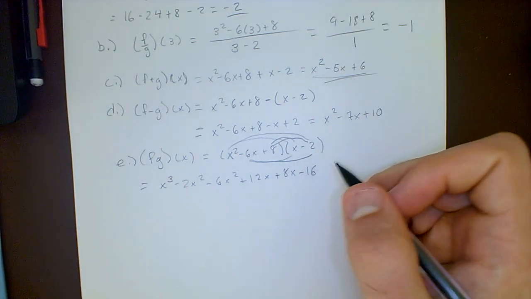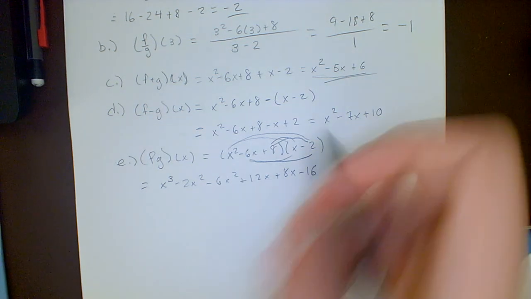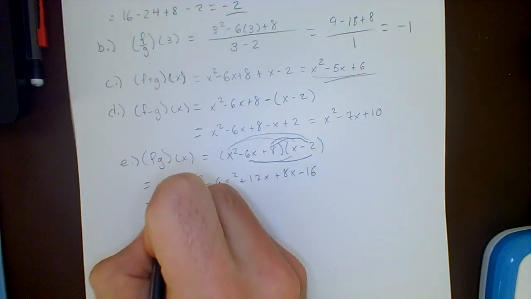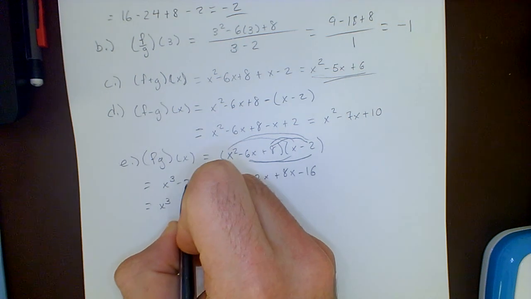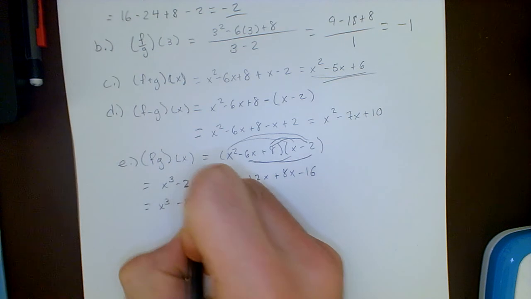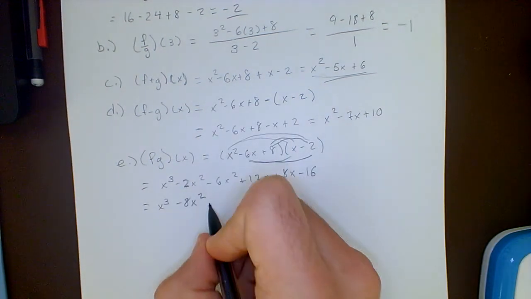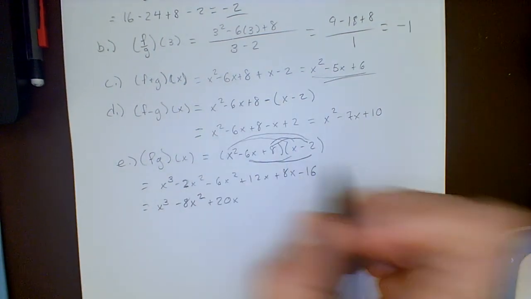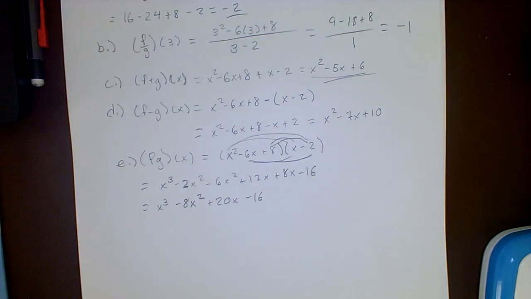Okay, so now I can combine like terms. So this is going to be x cubed. There's only one x cubed term. But now we have a minus 2x squared minus 6x squared, so that's going to be a minus 8x squared. Then we have a 12x plus 8x, so that's plus 20x. And then minus 16. Okay, so that's the simplified version.